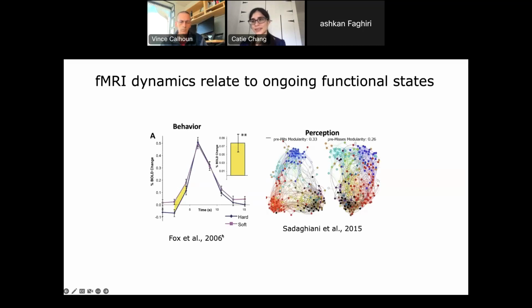Considering this early study, for example, it was found that the amplitude of spontaneous fMRI signals in the motor cortex, measured before a stimulus came on, was related to that person's behavioral response, in particular the force of the button press that they made. And here, the topological organization of connectivity that was present before a faint stimulus came in was indicative of whether the person ended up perceiving that stimulus or not.